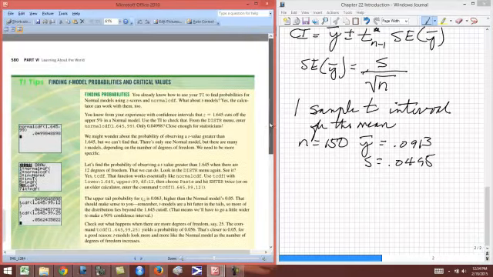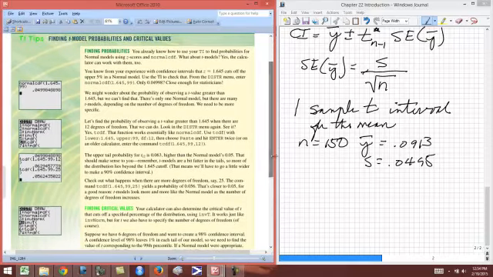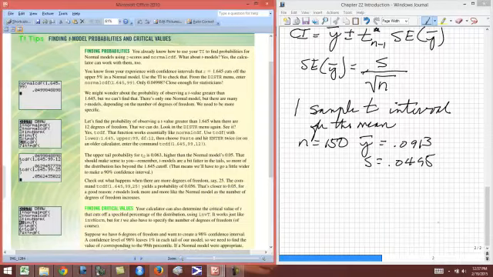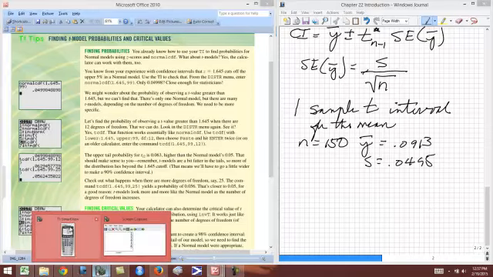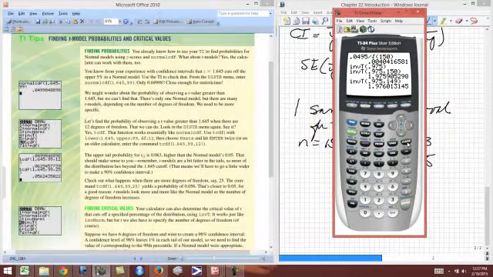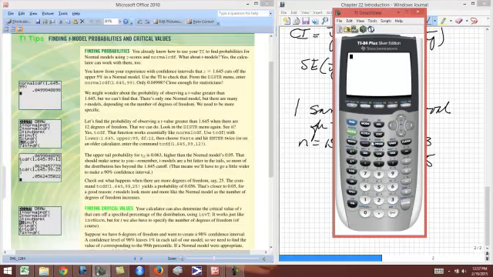Okay, now here's the calculator. So let's go through the calculator. We're not doing anything new, except we have tcdf instead of normalcdf. Let's play with this a little bit. First, I've got to pause this for a second. Okay, let's get the calculator going here. I'm going to put this over here and clear it. So let's look at normalcdf for a minute.